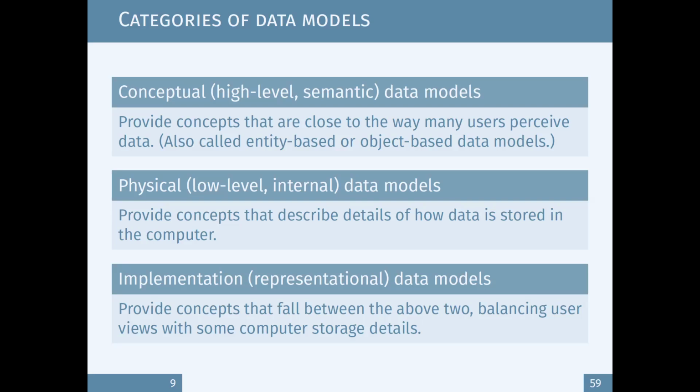Right. Now, when you talk about the conceptual data model, that actually gives you a very high level overview of the data. So you can say it is how users may see the data, right? That's what we are going to discuss today, the conceptual data model using ER diagram, we call entity based or object based.